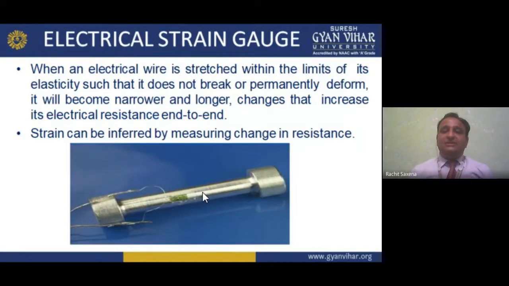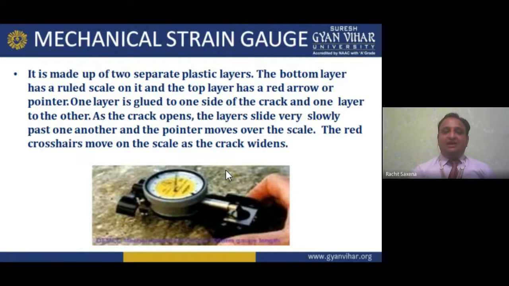Next is the electrical strain gauge. This is what it looks like, an image of that strain gauge. In the previous one, the mechanical strain gauge, we have two layers, and one is attached to the crack.